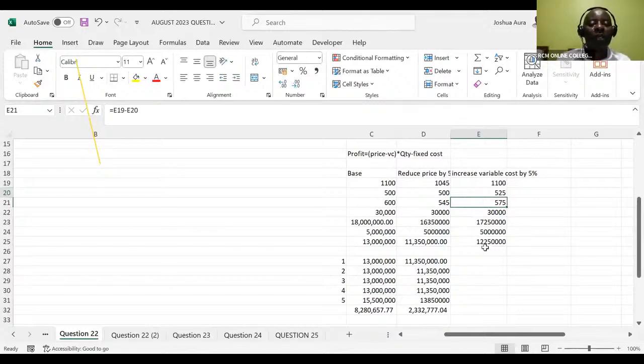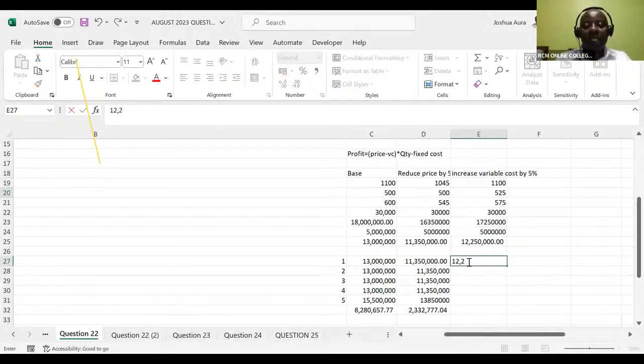So now I'll be able to come here and write. So it is 12,250, 12,250,000. So when I come here, I'm just doing this thing in the most basic way. I don't want any shortcut, no shortcut. I'm just typing because I even realize these guys give you a lot of time, really. You don't need any shortcuts here.